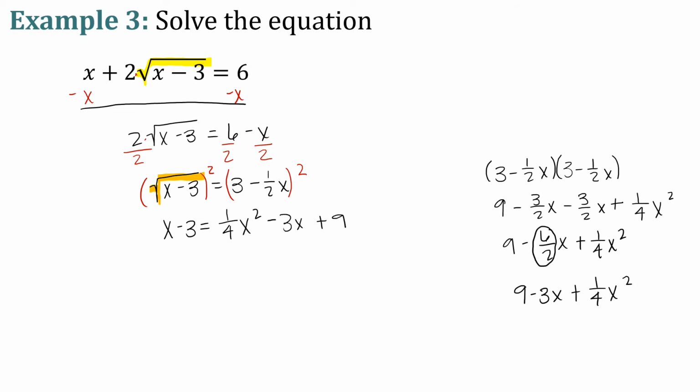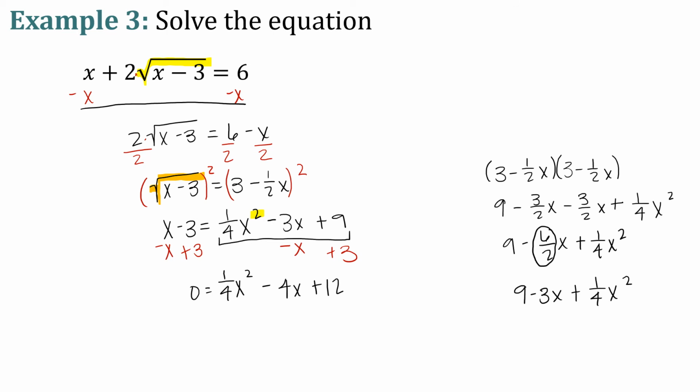I wrote this out in standard form now, but I kept each sign with the appropriate term. I once again see a squared, so that means I need to solve for 0. So I can do that by subtracting x from both sides and by adding 3 to both sides. So now I have 0 equals 1/4 x squared minus 4x plus 12.